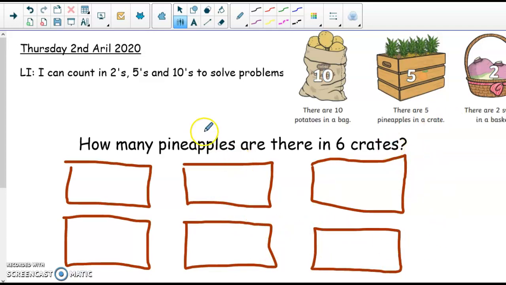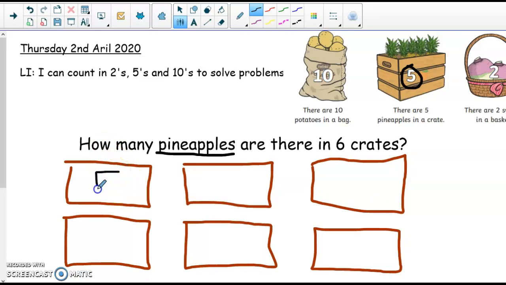Now, this time we're going to be doing pineapples, okay? So, I wonder how many pineapples are in each crate. That's right, there are 5. So, I need to count in 5's. Excellent. So you can either draw the pineapples or I'm just going to count in 5's like this.